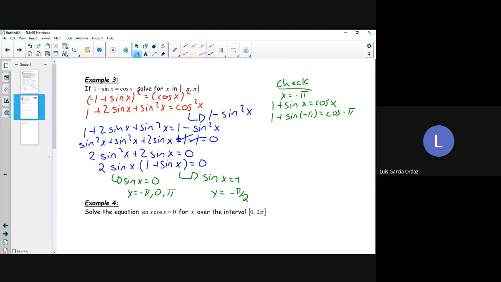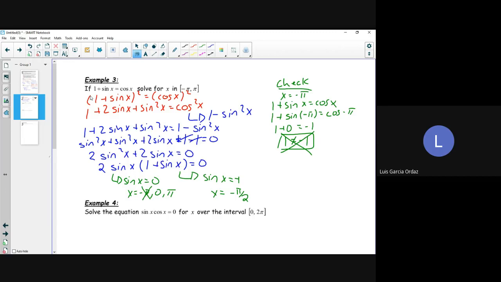So you know sine of negative pi gives us just 0. So we get 1 plus 0 on the left side. And cos of negative pi gives us negative 1. So you get 1 is equal to negative 1, which cannot happen. Therefore, negative pi as a solution does not work.